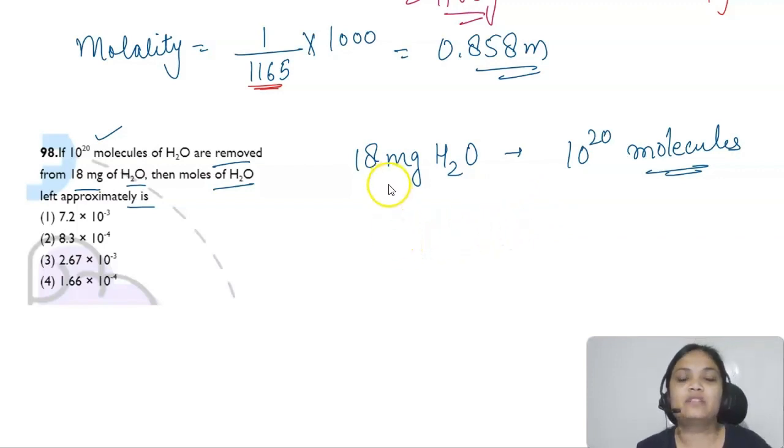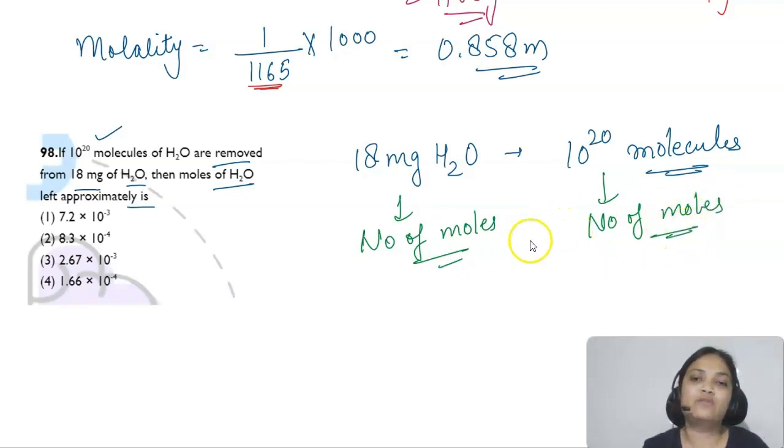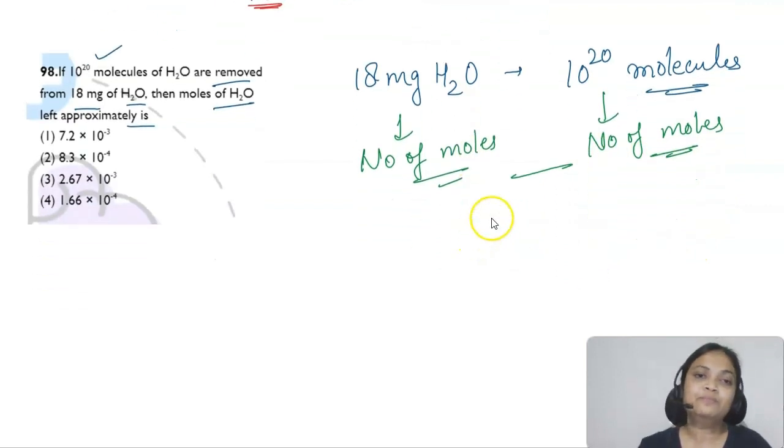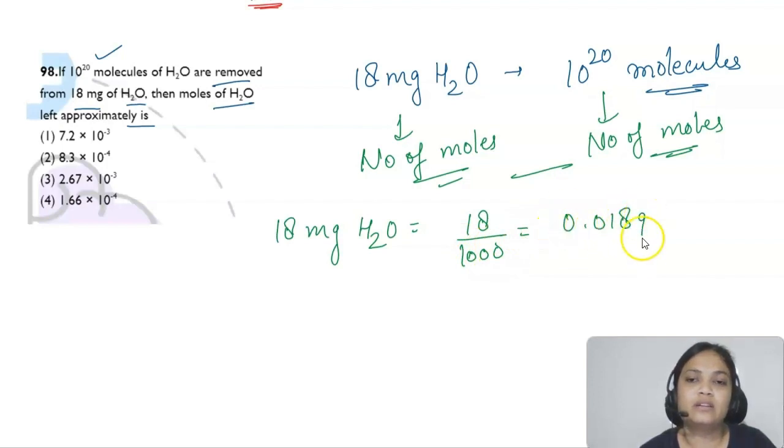So from that, firstly, if I find out the number of moles of 18 milligrams of water and the number of moles of 10 to the power 20 molecules, and then उनको subtract कर दें, we will get how many moles are left. Simple. So you know that 18 milligrams of water means 18 upon 1000, means 0.018 grams of water, right? So now find out the number of moles.